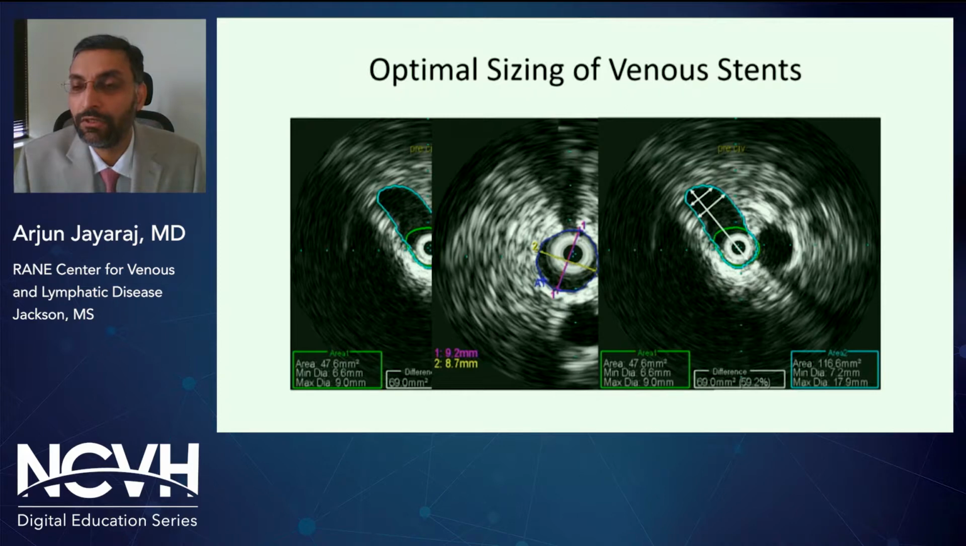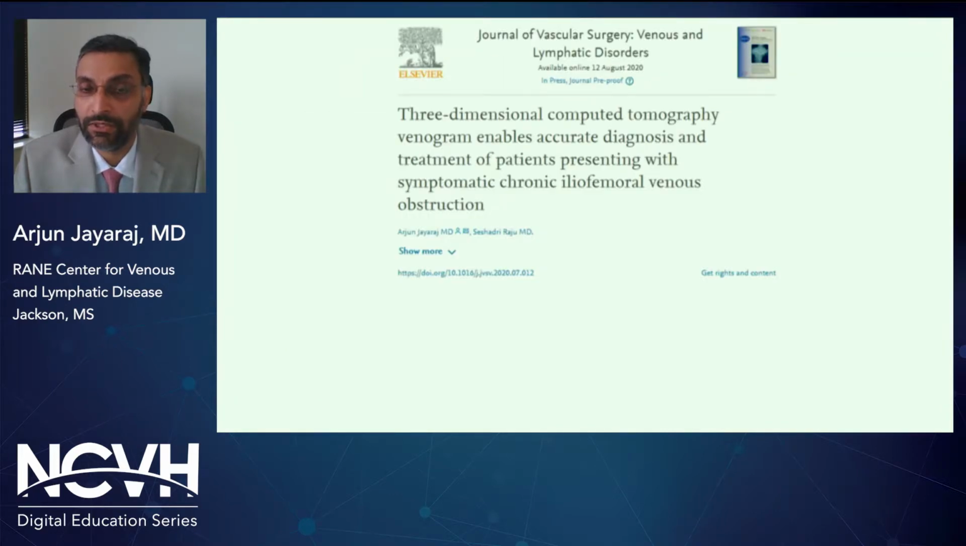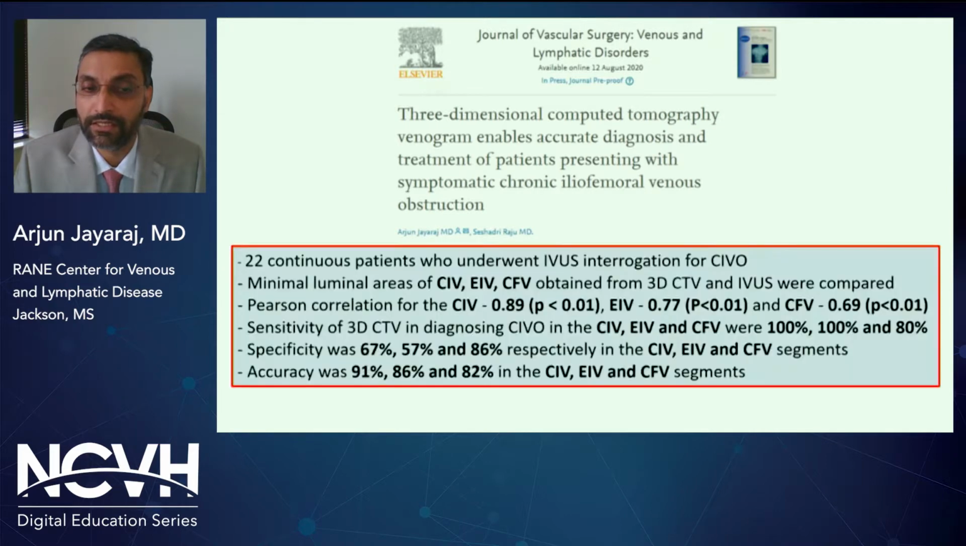So using diameter for determining the degree of stenosis is not easy and can lead to confusing results. IVUS lumen area is easier to compute and more accurate than diameter. And in fact, this lumen area doesn't apply to IVUS alone, and it can actually apply to CT venograms as well. And this is a paper from a group that was recently accepted.